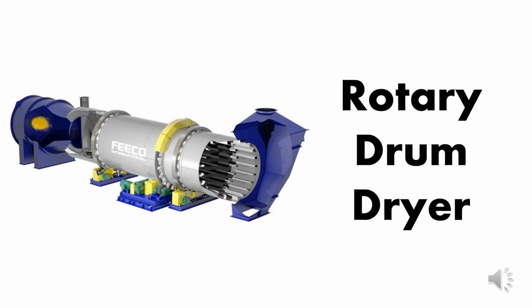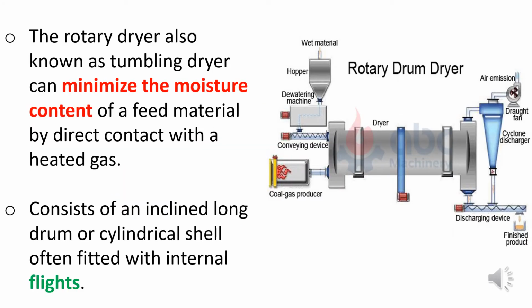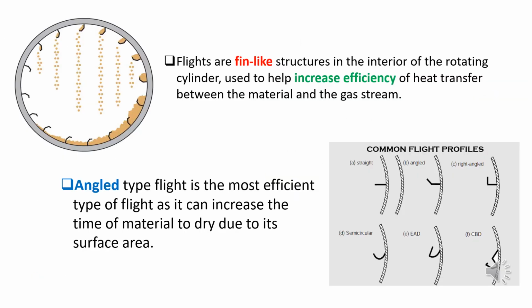Rotary drum dryer. The rotary dryer, also known as a tumbling dryer, can minimize the moisture content of a feed material by direct contact with a heated gas. It consists of an inclined long drum or cylindrical shell, often fitted with internal flights. Flights are fin-like structures in the interior of the rotating cylinder. They are used to help increase the efficiency of heat transfer between the material and the gas stream.